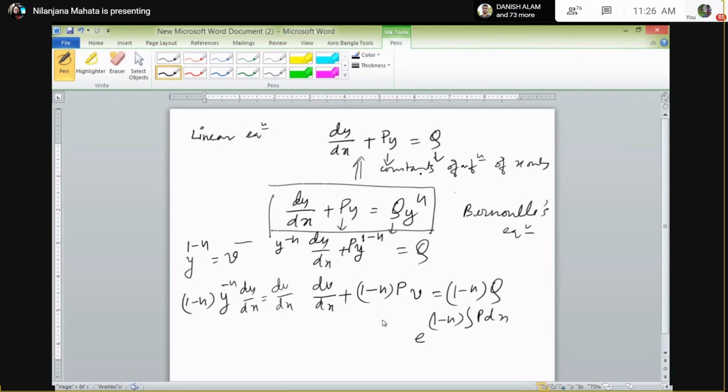And suppose it is of the form dx/dy plus P1 x is equal to Q1. So it will be solved as before. Here your x is the dependent variable and y is the independent variable. So your P1 and Q1 will be functions of y. This is the same, just your dependent and independent variables are changed. So you can easily solve this type of problems like dy/dx plus Py is equal to Q. Now I will give some examples.